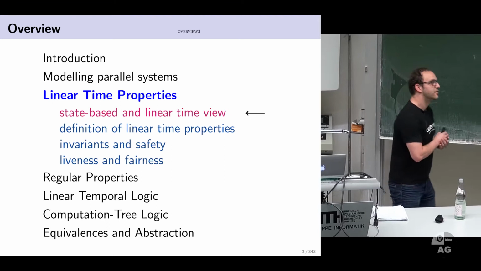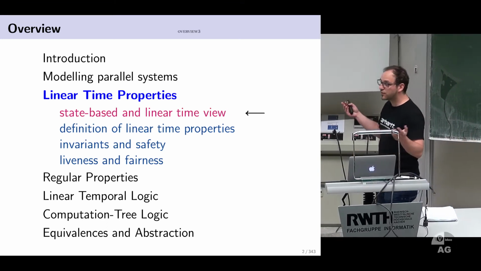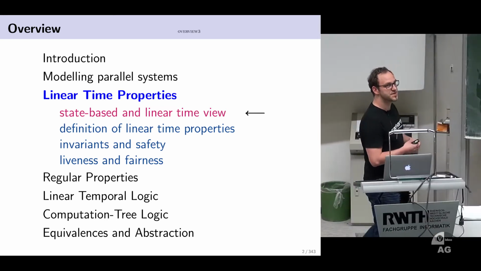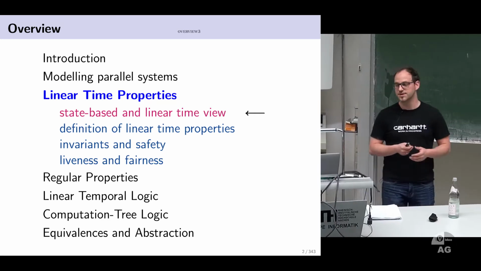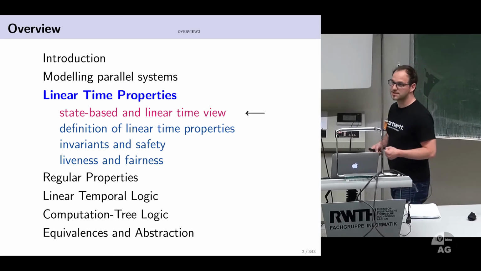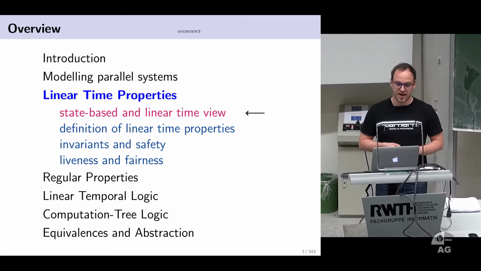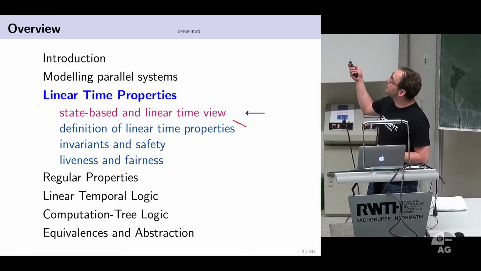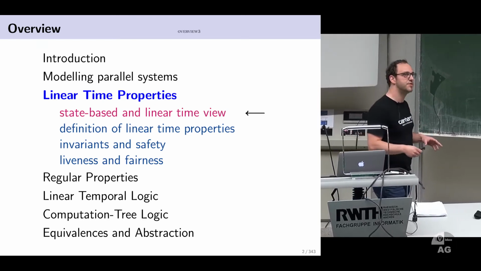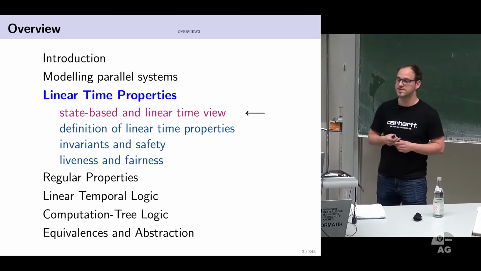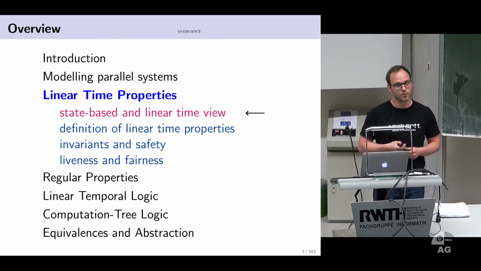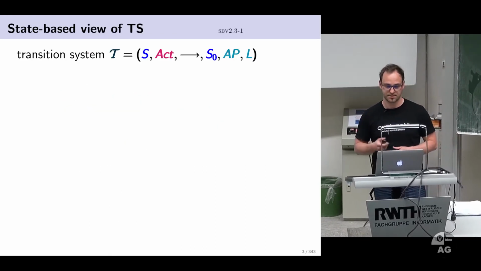Okay, so when we want to talk about linear time properties, it's the first time that we ever talk about properties in this course. Until now we've said, well, X is a transition system, Y is a transition system, everything is a transition system. But model checking is about checking properties on these transition systems. So we somehow need to formulate these properties. To do so, we're going to first talk about what is called the state-based and linear time view, because the linear time view will be the first view on transition systems we're going to study in this lecture series, but it's not going to be the only one. There's going to be a second one that I will be alluding to during this presentation.